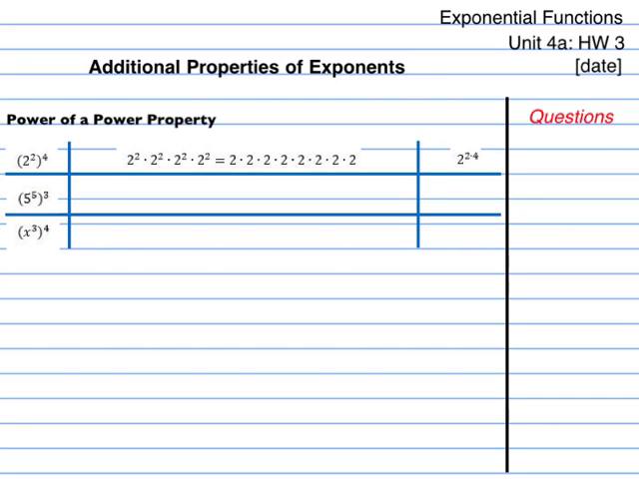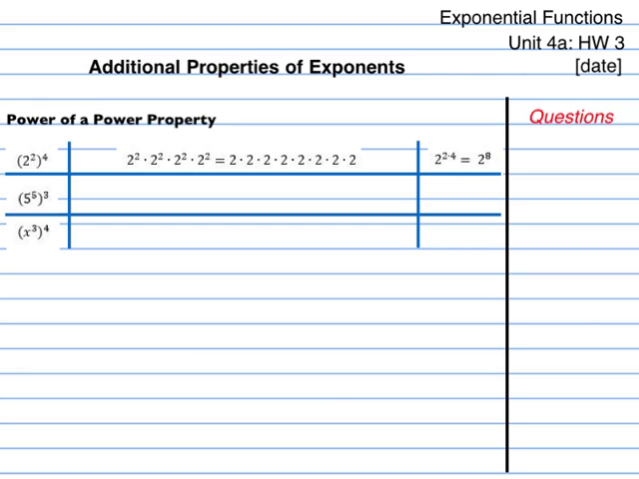So one of the ways I can look at this is I can say 2 squared to the 4th power, and I can multiply 2 times 4. And this gives me 2 to the 8th power. And that's proven when I break it down even further, I end up with 8 2's being multiplied. Let's look at our next one.